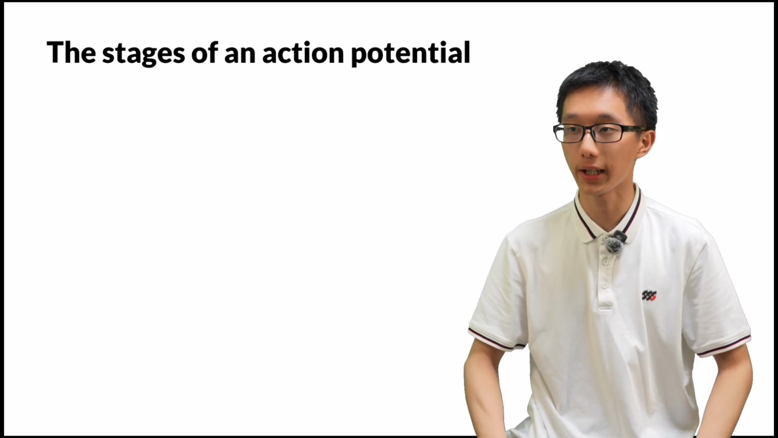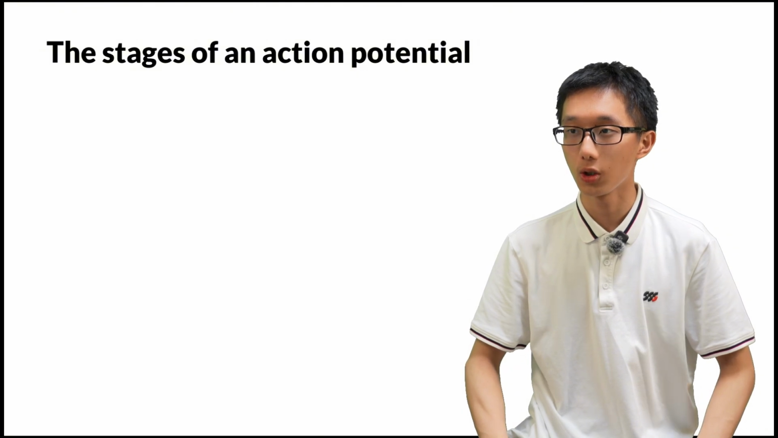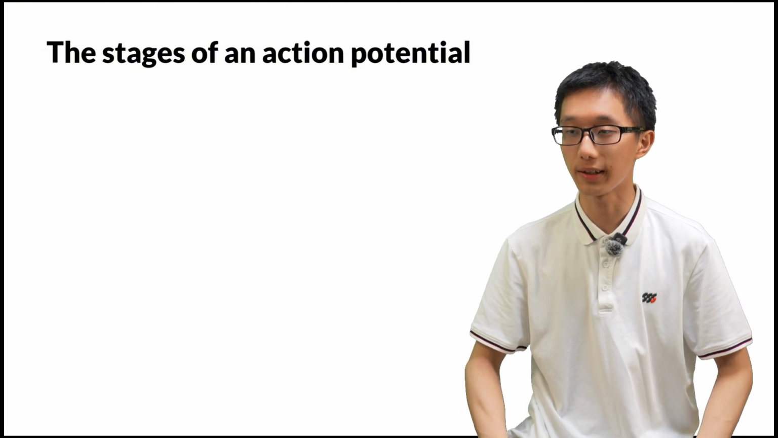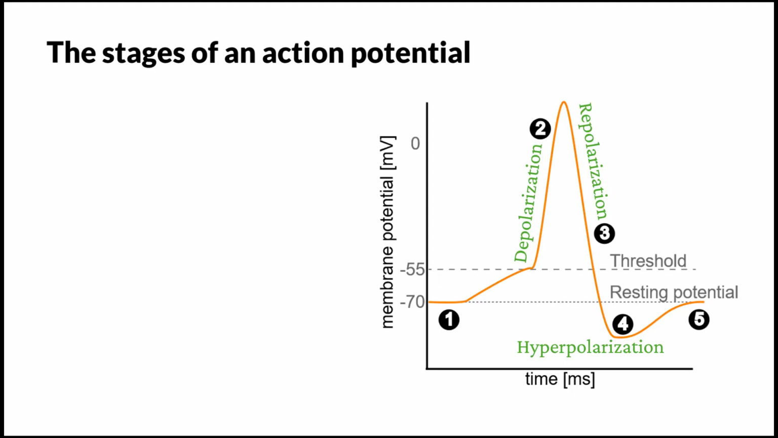Now it's time to get to the action potential. You will encounter many new terms in this slide, but don't worry, either they're old friends or they're just really easy to understand. So first, this is the graph of an action potential. The horizontal axis is time, and the vertical axis is the membrane potential.